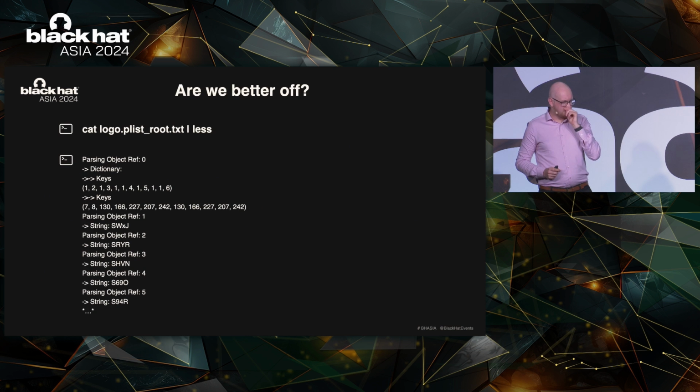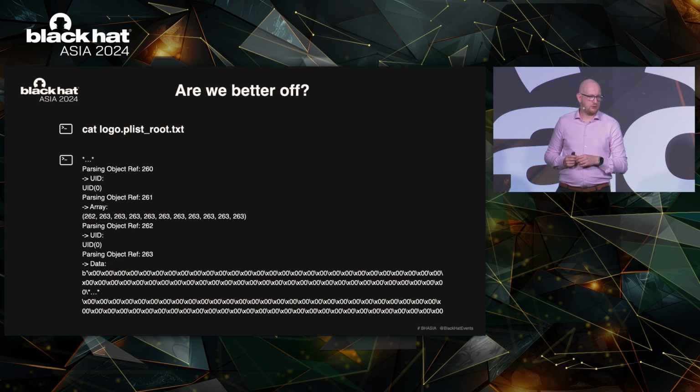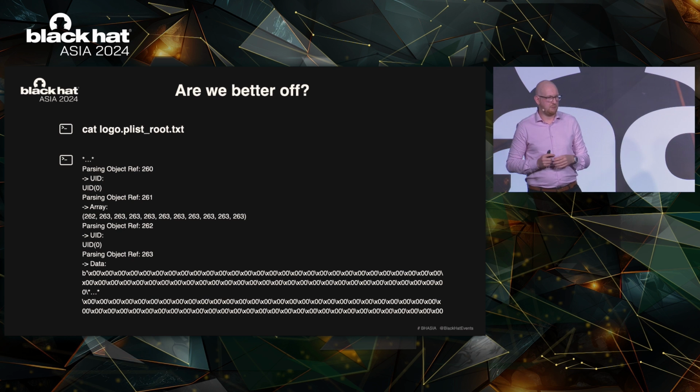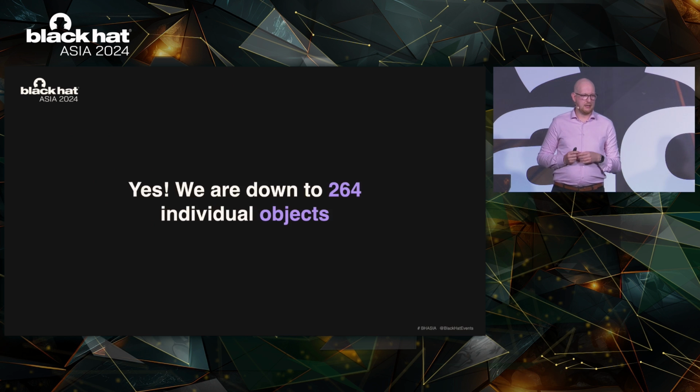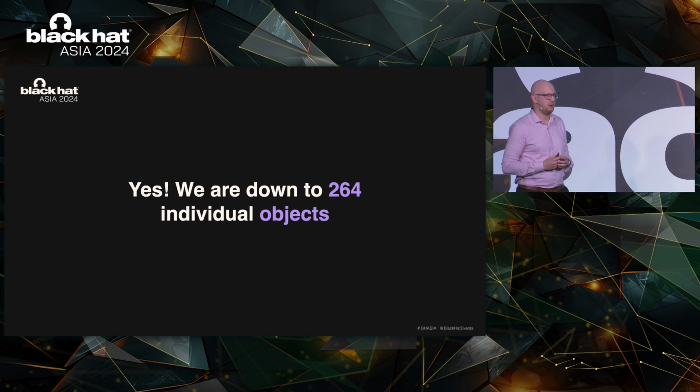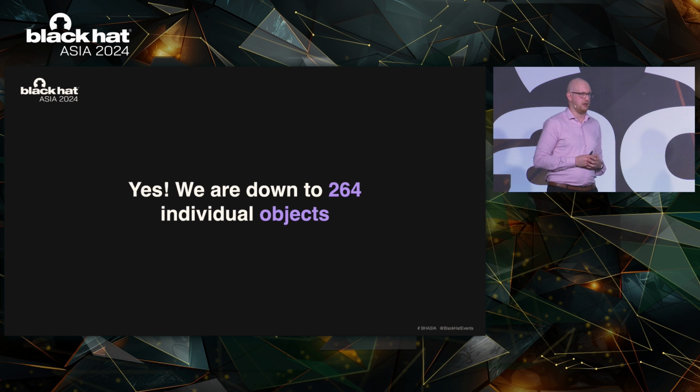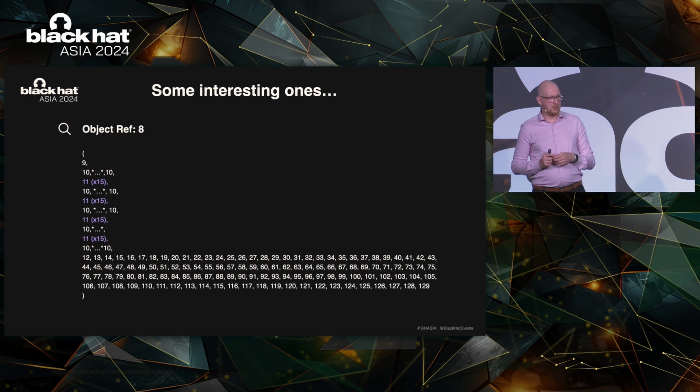If we do this, what we get back is a structure which looks like that. We can see a couple of the objects, and if we go to the end, we see we're down to parsing objects at the end, reference 263. So are we better off here? Yes, we are, because we're down to 264 individual objects that we need to analyze, and afterwards we can figure out the structure. So let's look at a couple of those.